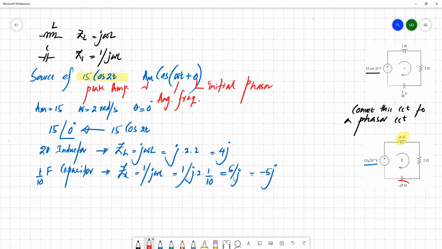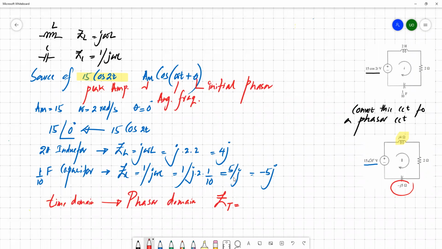So then we can basically replace these time domain quantities with phasor domain quantities. So we convert these time domain quantities to the phasor domain. Then what happens to the circuit? Instead of this real value, you basically end up with the total impedance as a complex number.